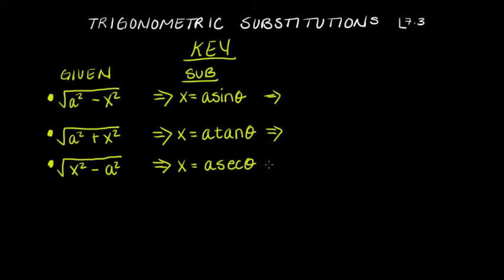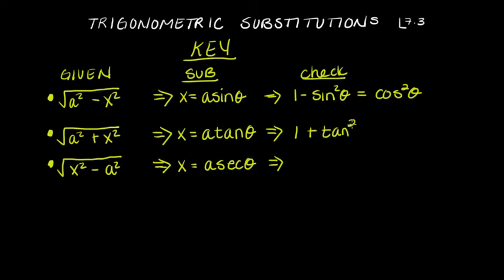One more column. We have a check section. So whenever we do use a substitution, we can always check our answer. If I'm using a sine theta, this will always give me a 1 minus sine squared theta, which will equal cosine squared theta. For tangent, we are always going to get a 1 plus tangent squared theta, which equals secant squared theta.